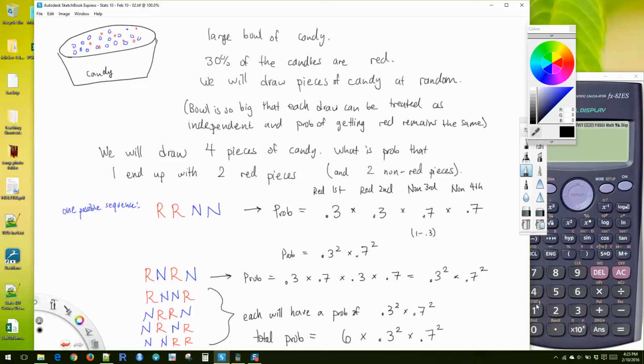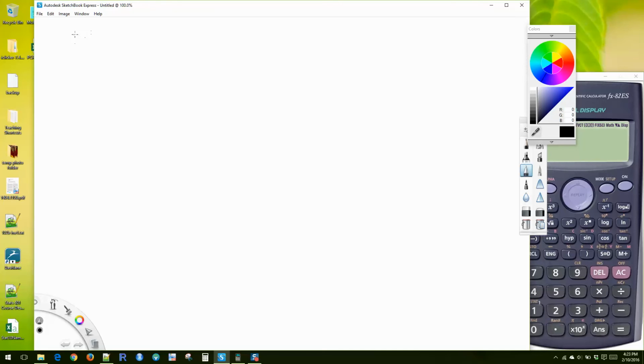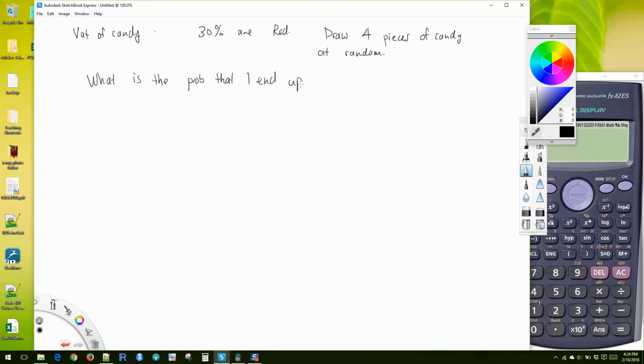All right, then let's try a problem out. Okay. So we're going to have the same situation. We've got the vat of candy, and we'll say 30% are red. We will draw 4 pieces of candy at random, and I'm going to ask, what is the probability that I end up with 1 red piece of candy? Which implies a certain number of non-red pieces, right?